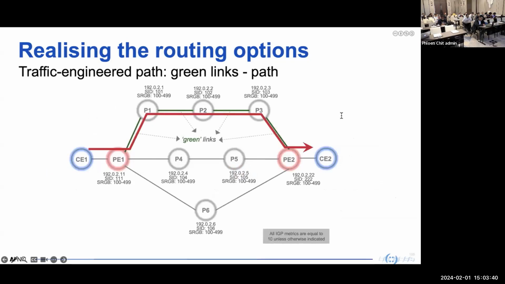The last one in our example here is the red path. It is a traffic engineering path that uses only green links, which are the PE1 to P1, P1 to P2, P2 to P3, and P3 to PE2 links. Personally, I feel it might make more sense to call this a green path than a red path because it is using green links, right? Anyway, the original author of this presentation wrote this. So let's move on with the red LSP that uses the green links.